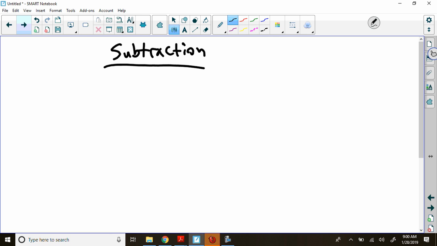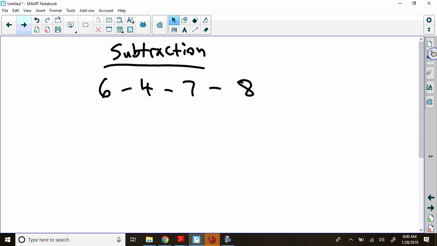Subtraction. 6 minus 4 minus 7 minus 8. Oh, dude, why do you have to put so many next to each other? This can get a little confusing. PEMDAS says from left to right.